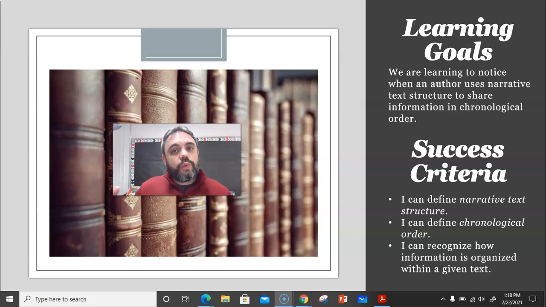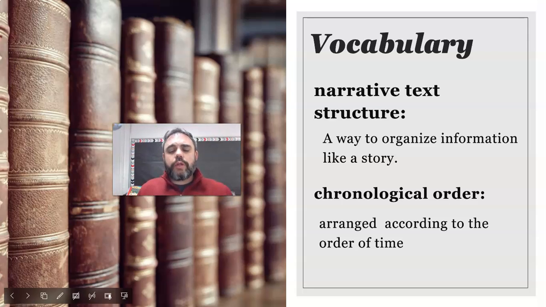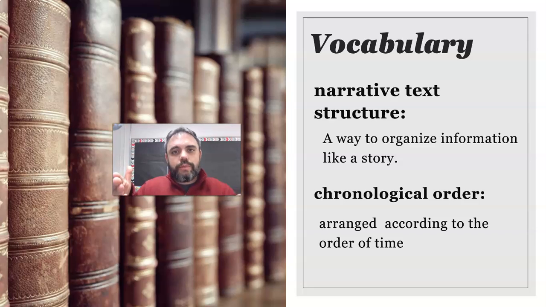All right, so with our learning goal success criteria out of the way, let's move on to some vocabulary. Boom. Our vocabulary, 2 very important words today. First term, narrative text structure. Right? A narrative text structure is a way to organize information like a story. Stories are told in a certain order. Okay? Which brings us to our next word, chronological order.